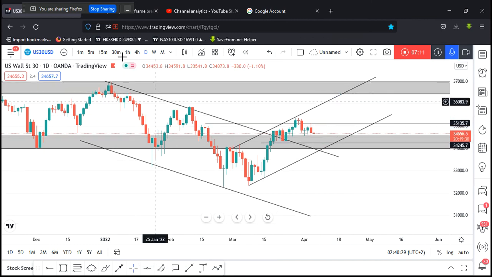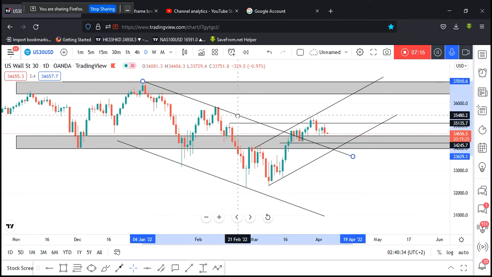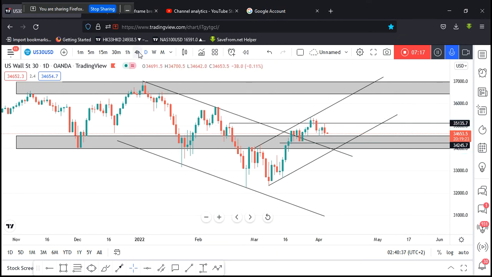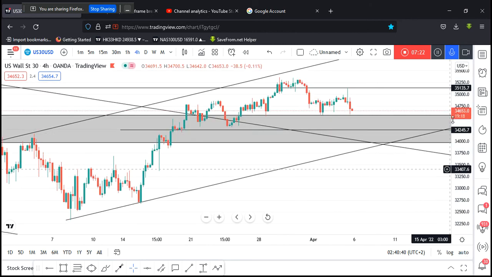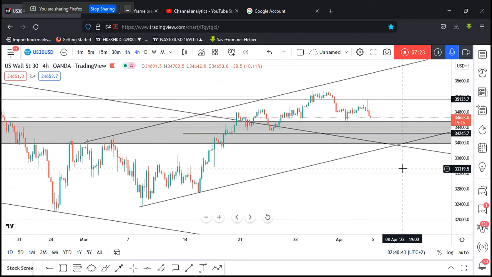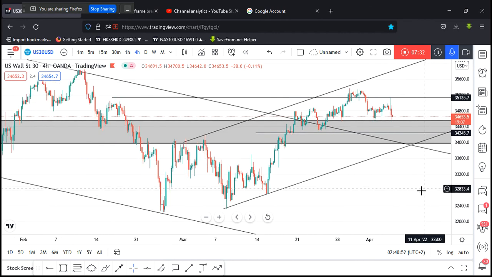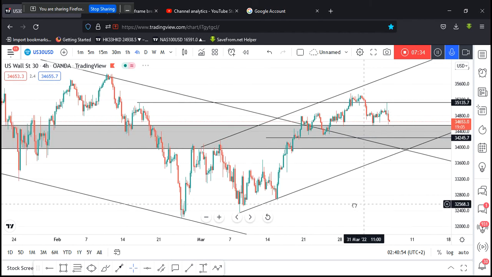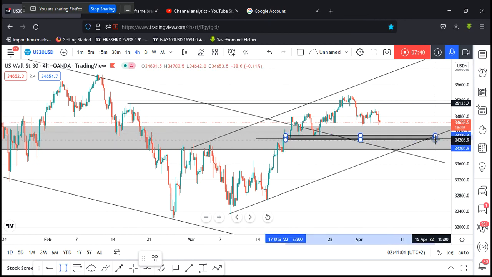Okay, fine. Let's go to the H4. On H4, what are we seeing? If you look at the H4, you can tell that whatever we have here is going to be a very, very strong support.